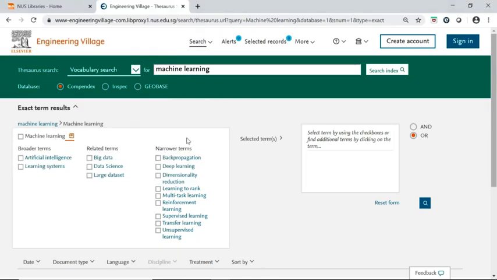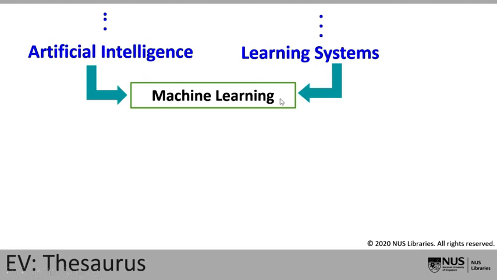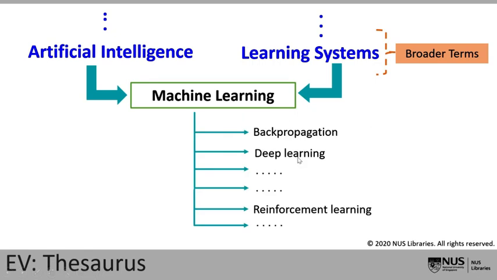The broader terms, narrower terms, and related terms are also listed. Let's look at the diagram to understand the hierarchy. Here we have machine learning. Machine learning is a subset of these two terms, which are artificial intelligence and learning systems. So these are at the higher level that we call broader terms. Underneath machine learning, there are also subtopics, for example, backpropagation, deep learning, and so on. These are what we call the narrower terms.